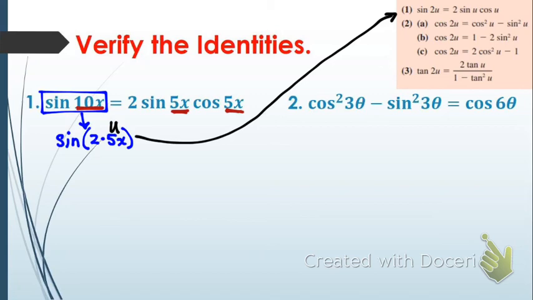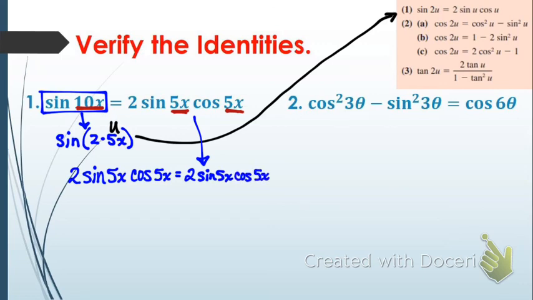Sine of 2u is equal to 2 sine u cosine u. What are we having u equal? 5x. But u is 5x. So it's 2 sine 5x cosine 5x. Left-hand side equals right-hand side.